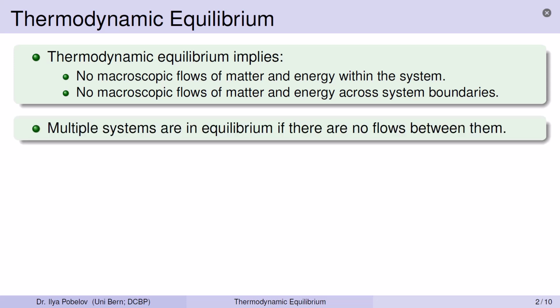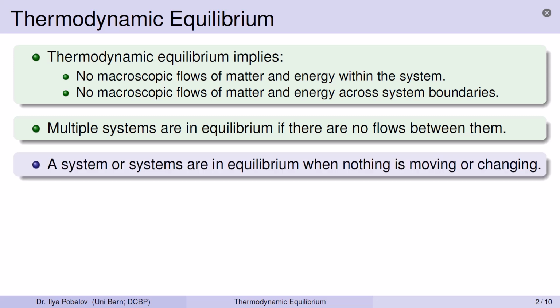When multiple systems, each with potentially different properties, come into contact, they are deemed to be in equilibrium if the macroscopic flows between them cease. In essence, a system or systems are in equilibrium when nothing is moving or changing. Thermodynamic equilibrium can be dissected into three specific equilibriums.